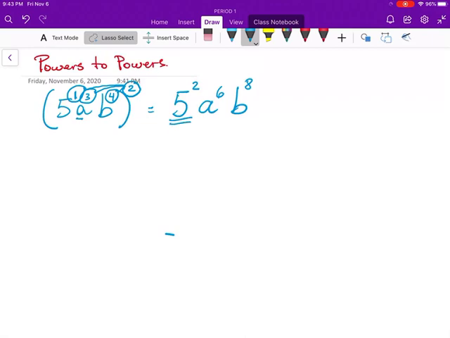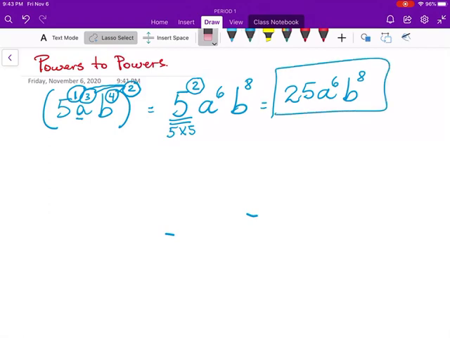When your coefficient is a small number, like 5 or less, and your powers also are low numbers, maybe up to 4, you're going to have to simplify that. So 5 to the second, remember, it is not 5 times 2. It's 5 times 5. And we know 5 times 5 is 25. So 25, a to the 6, b to the power of 8. Okay, so the power that's outside multiplies every single power inside the parentheses.